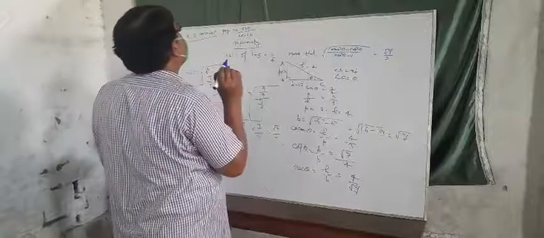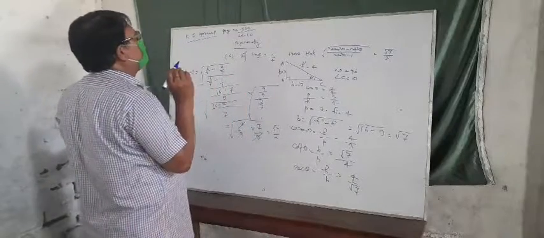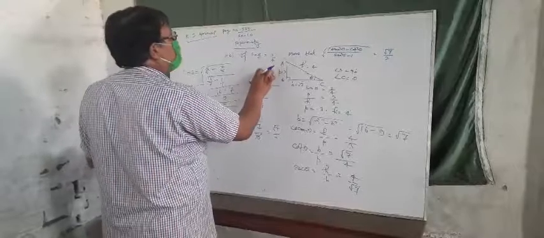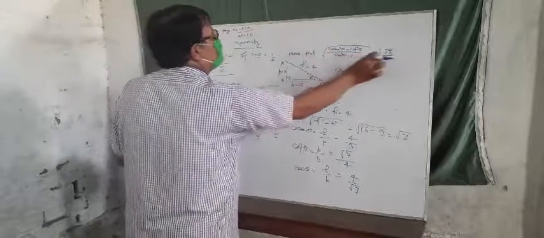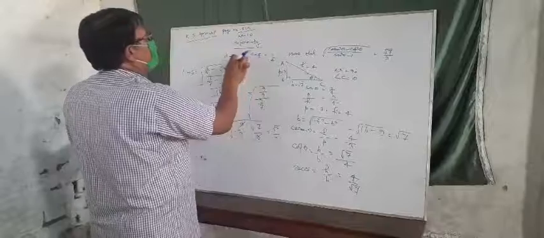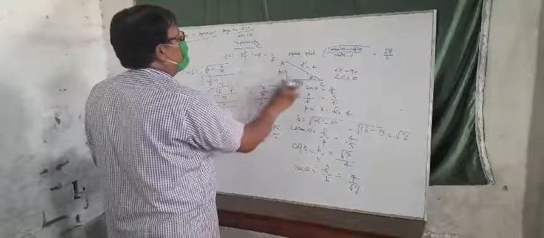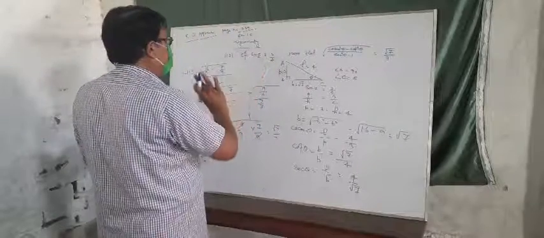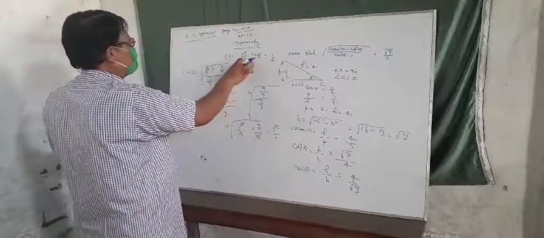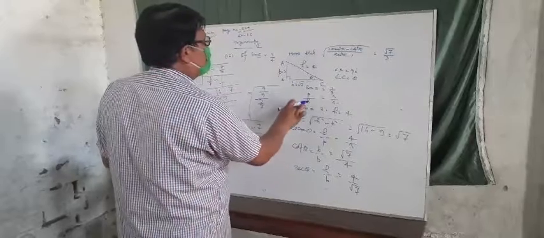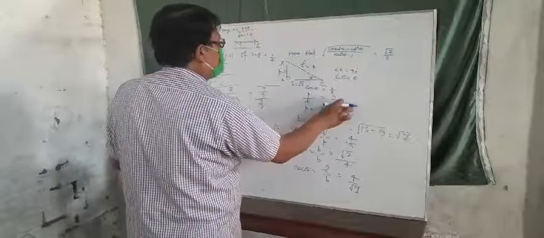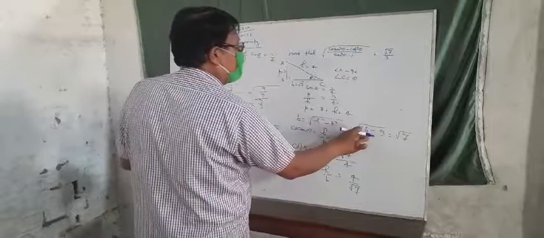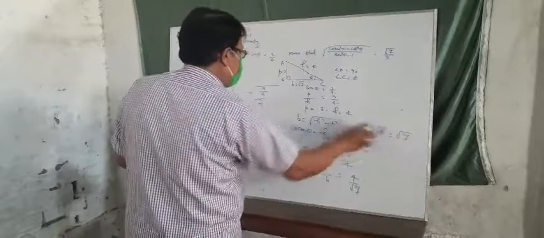RS Agrawal, page number 539, trigonometry, exercise 10, problem number 15. We are given here sin theta equal to 3 by 5. Then we have to prove this. For this sin theta, we will take a right angle triangle where theta is an acute angle. Sin theta means P by H. P is 3, H is 5. We will find here B equal to root of H square minus P square, 25 minus 9, which is 16, root 16 is 4.